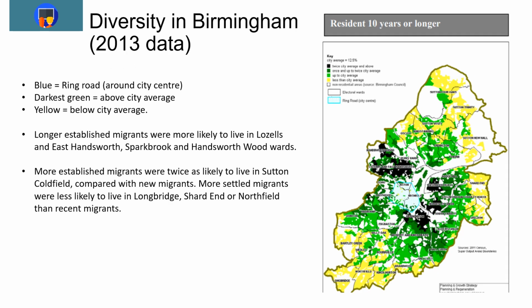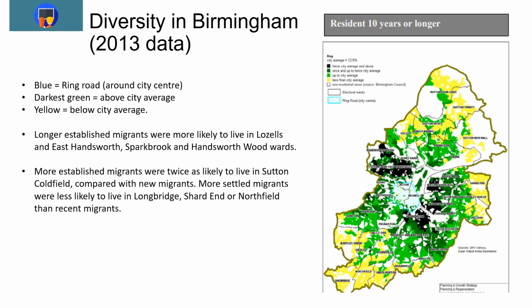Turn to page 16. This choropleth map shows diversity in Birmingham using 2013 data where migrants have lived in the UK more than 10 years. Again, the blue on the PowerPoint shows Birmingham Ring Road, the darkest green shows above city average and the yellow is below city average. The map shows that longer established migrants were more likely to live in Lozells and East Handsworth, Sparkbrook and Handsworth Wood wards.